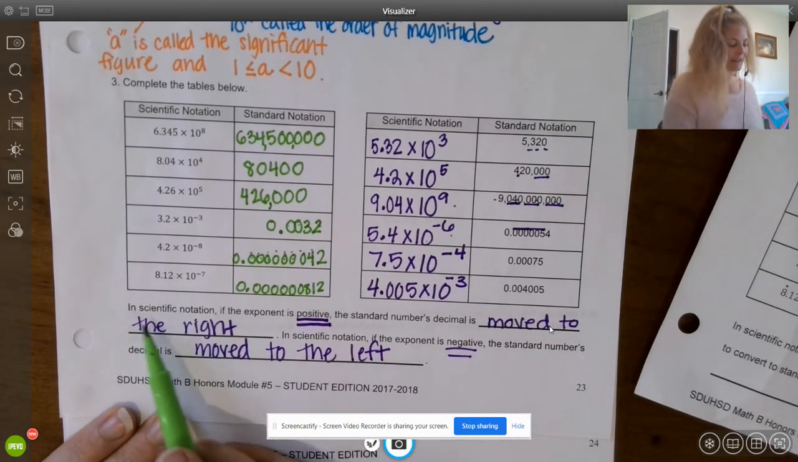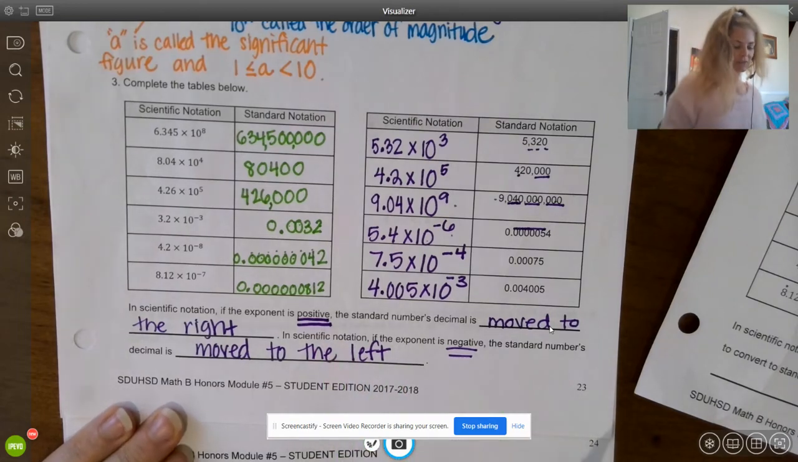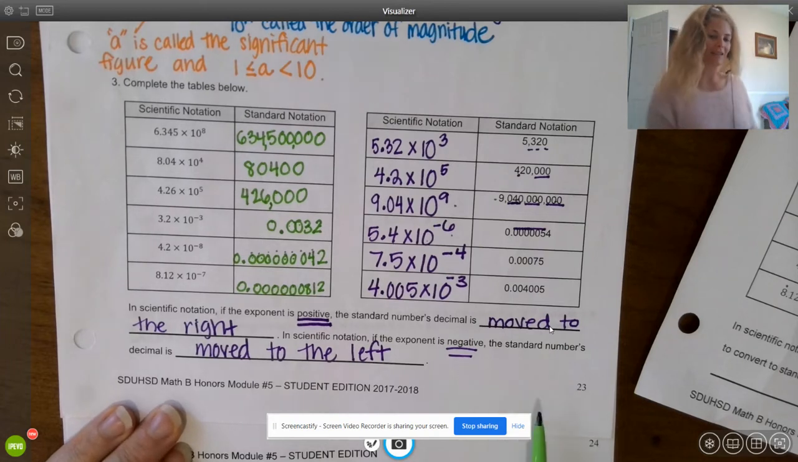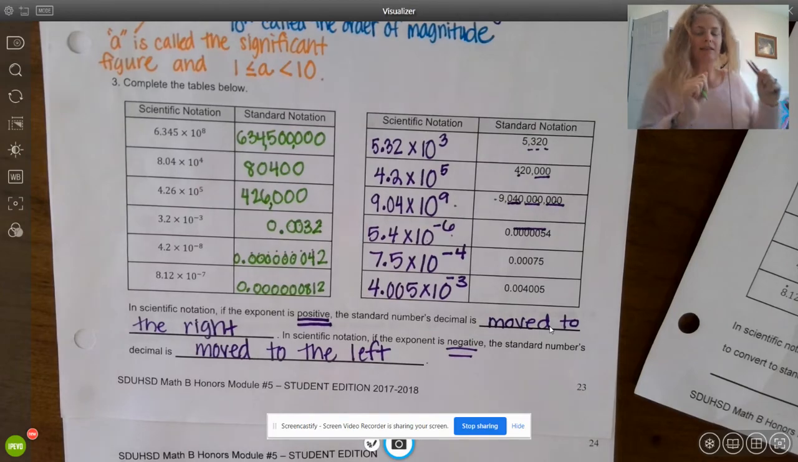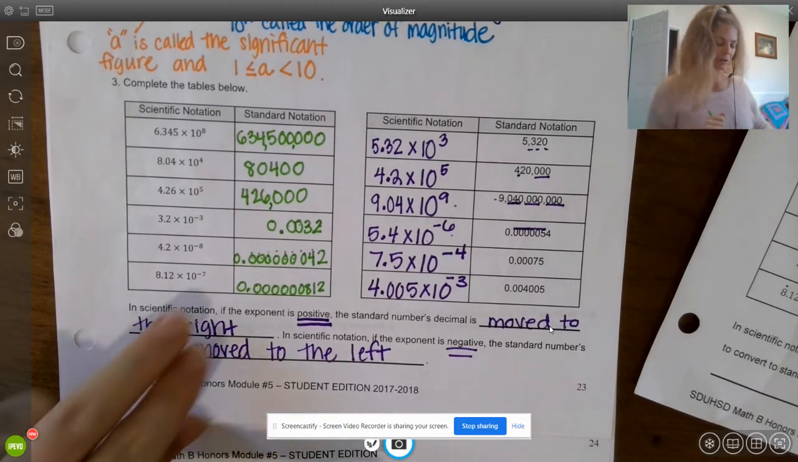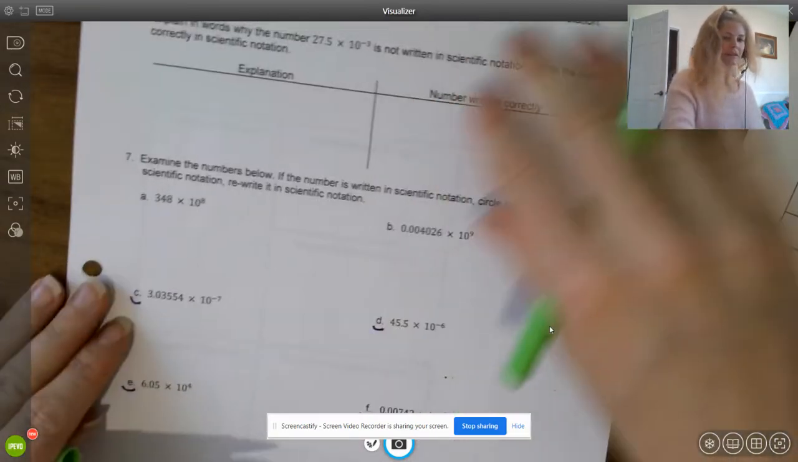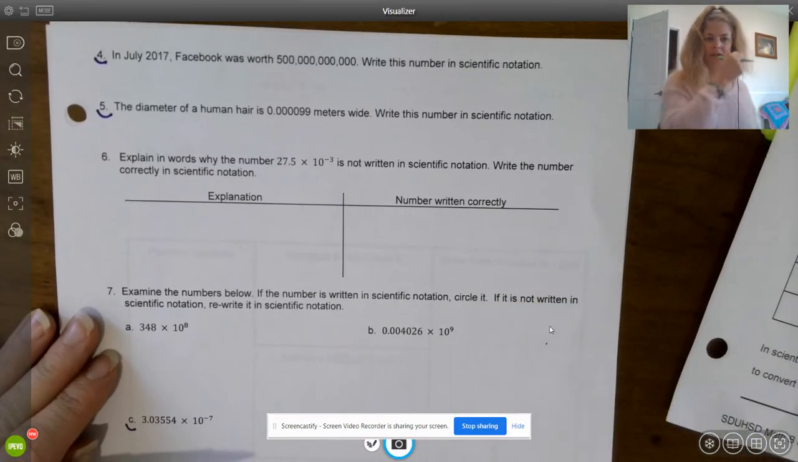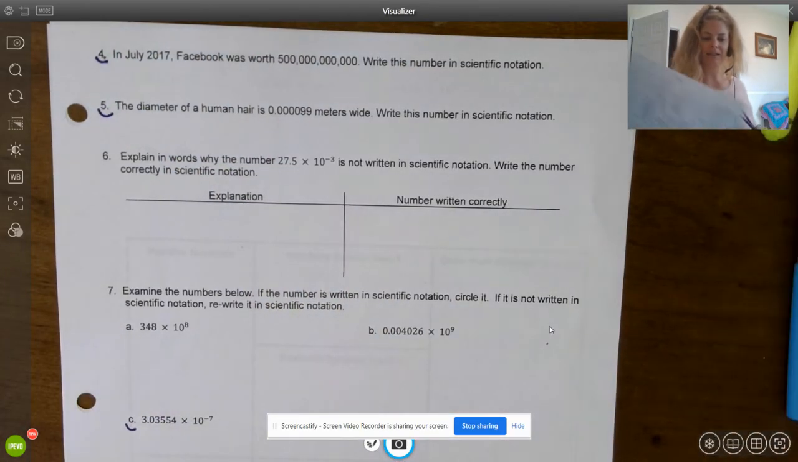So fill in the blank in scientific notation. If the exponent is positive, the standard decimal number is moved to the right. In scientific notation, if the exponent is negative, the standard number's decimal is moved to the left. To the left, to the left. Everything that's less goes to the left because it's getting smaller. Okay, so let's take a look at some applications of scientific notation. So why don't you finish 4 and 5, and we'll see how you do.